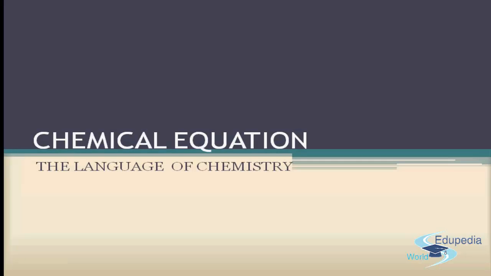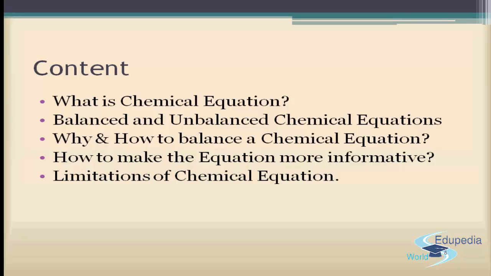Friends, today we are going to start with the third topic of the language of chemistry, that is chemical equation. So in this session, we'll be discussing what is chemical equation. We'll be learning balanced and unbalanced chemical equations. We'll also learn why and how to balance a chemical equation. We'll be discussing how to make the equation more informative and the limitations of chemical equation. So let's start the session one by one with these subtopics with what is chemical equation.